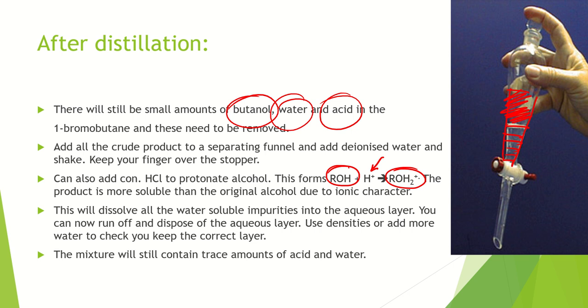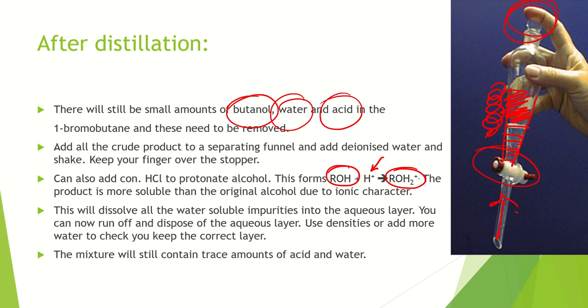Now, once we've done that, we will remove the stopper from up here, and we will allow the tap to open. The reason why you remove the stopper is because if you don't, air will get sucked in from the bottom, and these two layers will simply get mixed up again. So you must remove the stopper before you let anything out of the separating funnel.